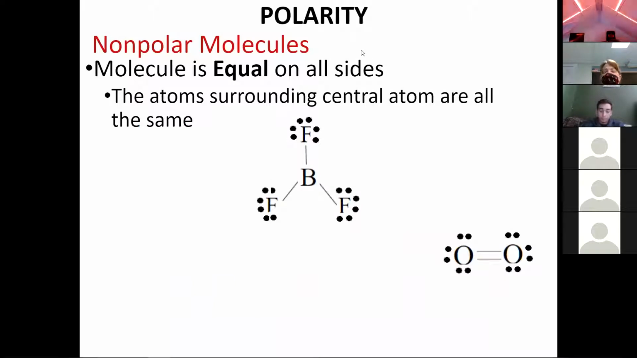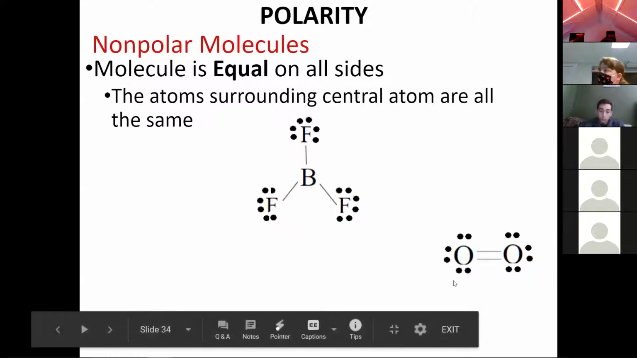Okay, so polarity. First, nonpolar molecules. Nonpolar molecules are equal on all sides. And what I mean by that is all of the atoms surrounding the middle or the central atom are the same. So if we were to put a pin in the middle of B, we would look around the outside and see that all of the atoms on the outside are fluorine. Nothing is different, so therefore it is nonpolar.